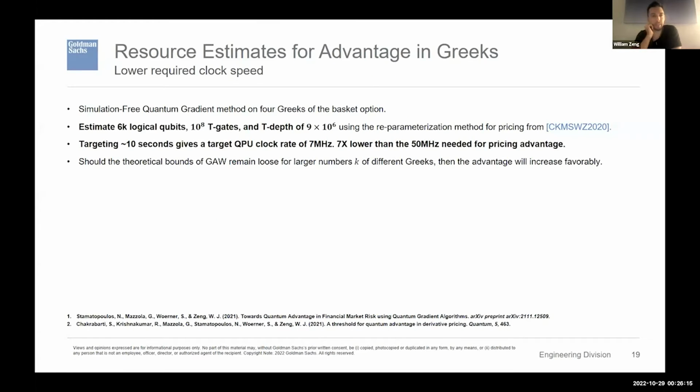So to sum that up a little bit, we needed something like these resources using the reparameterization method to do one pricing, and that we need to do in a second. Greeks, we have some more time for. It's a little slower classically, so let's say we want to target on the order of 10 seconds. Then that means the target QPU clock rate is now 7 megahertz for T-gates instead of 50. Again, it's quite a demanding thing to ask from hardware roadmaps today, but I'm pretty sure we're going to be able to keep lowering this. And in particular, if the theoretical bounds remain loose as we get to much larger numbers of K, then the advantage will increase a lot more favorably, but we haven't yet been able to analyze that numerically.